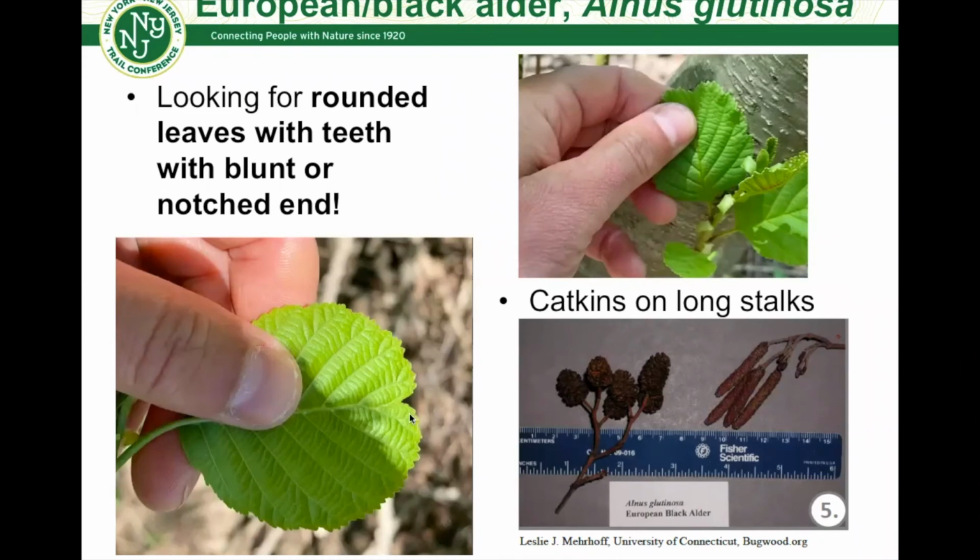They'll have pointy ends to it. The other thing to be mindful of is that the catkins on the invasive alders tend to be on longer stalks. You see how this coming off the main branch there has a longer stalk, and these are very extended.